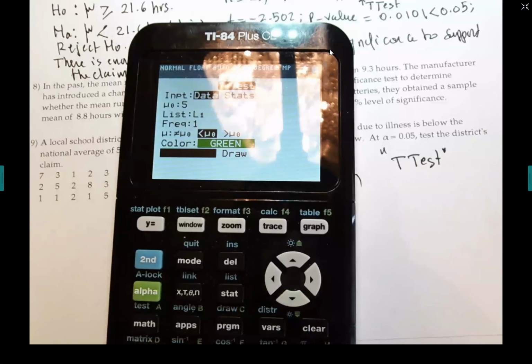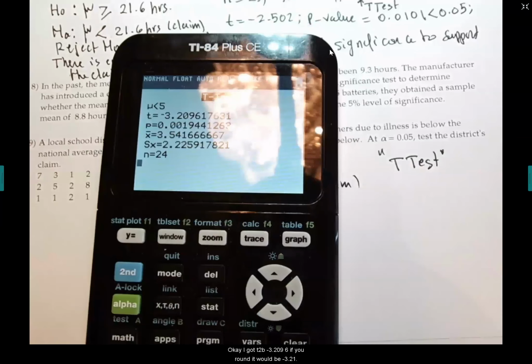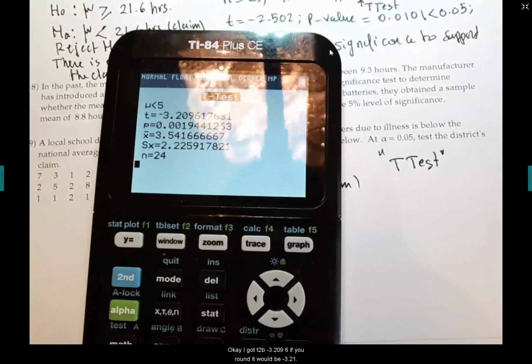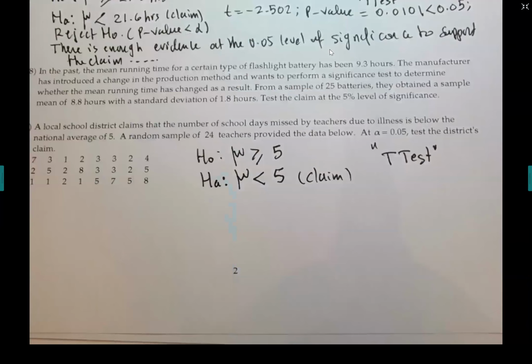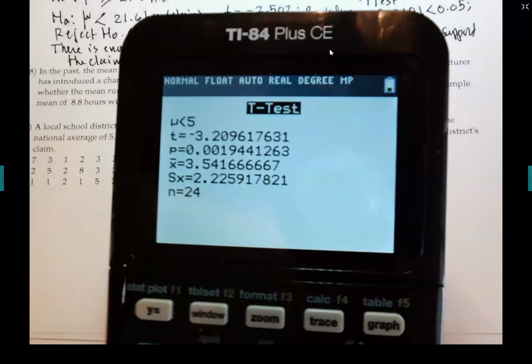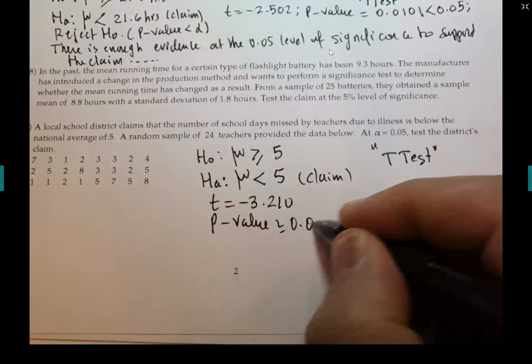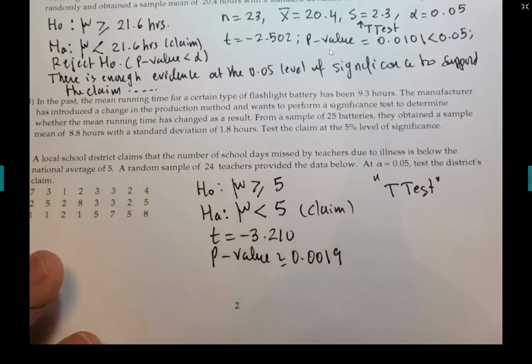Calculate. Okay, I got t to be negative 3.2096. If you round it, it will be negative 3.21. And the p-value is 0.0019. And what would be the decision in this case? Alpha is 0.05. Can you tell me what you think the decision will be?